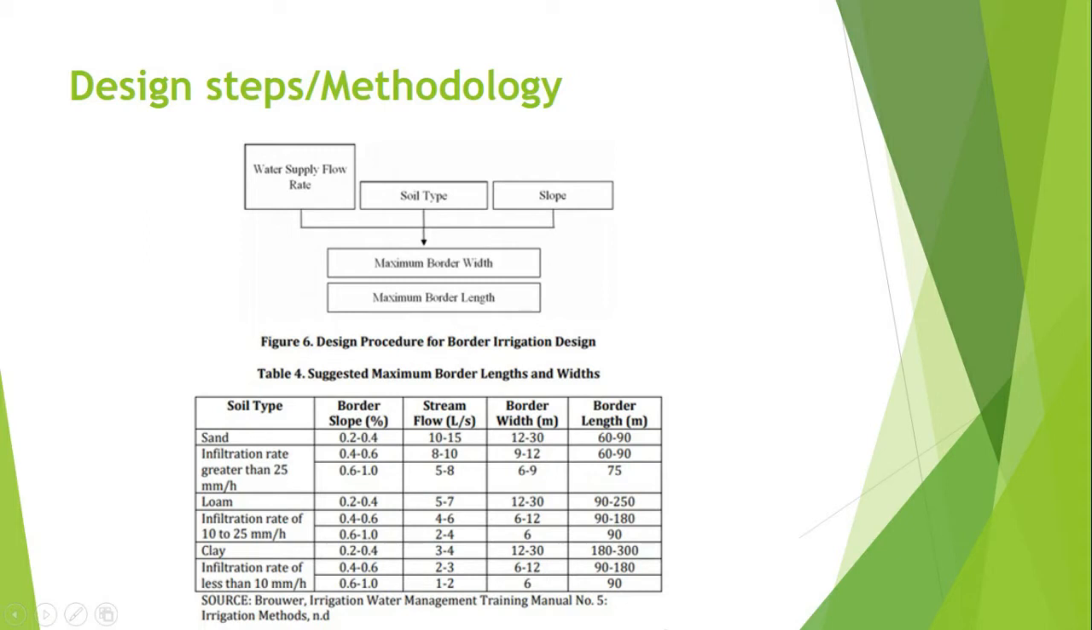Under the soil type, there is the sand, with an infiltration rate greater than 25 mm per hour, the loam, with an infiltration rate of 10 to 25 mm per hour, and the clay, and last is the infiltration rate of less than 10 mm per hour. In each soil type, they have their own border slope, stream flow, border width, and border length.